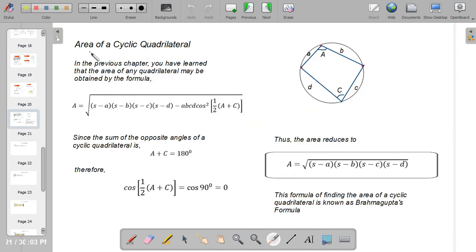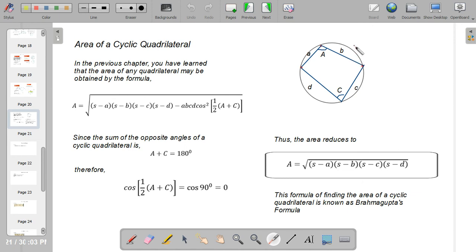Okay, next, area of a cyclic quadrilateral. Now, a cyclic quadrilateral is where the endpoints or the vertices of your quadrilateral position themselves on points along the circumference of the circle. So that means the points of your polygon intersect at the circumference. So that will be your cyclic quadrilateral.